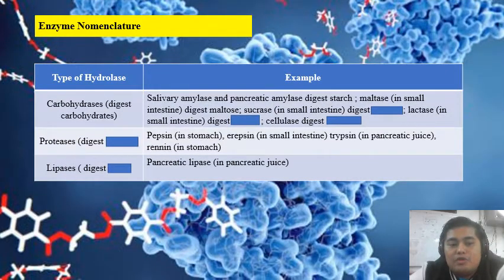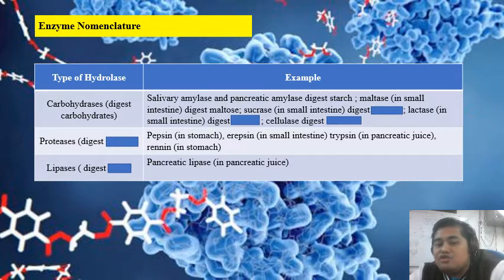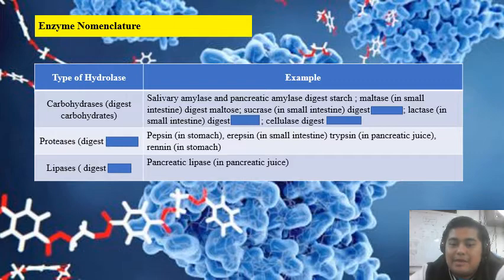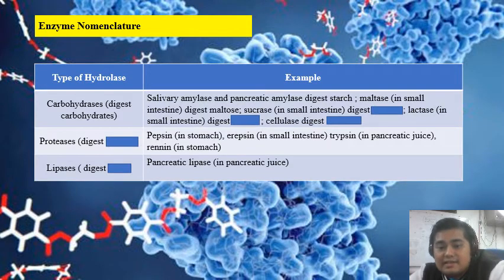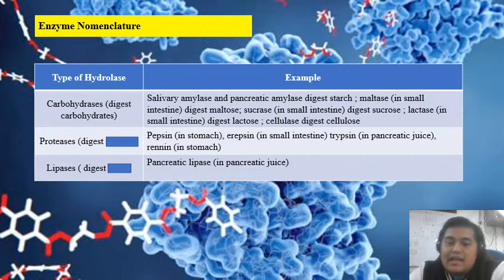So, enzyme nomenclature. Kita ada tiga jenis contoh hydrolase yang kita ada adalah carbohydrases, protease, and lipase. So, macam carbohydrase, dia digest karbohidrat. Contohnya, salivary amylase and pancreatic amylase digest starch. Maltase in small intestine digest maltose. Sucrase in the small intestine, kalau sucrase dia akan digest sucrose. Lactase pula macam tadi saya cakap dia akan digest lactose, and cellulase akan digest cellulose.